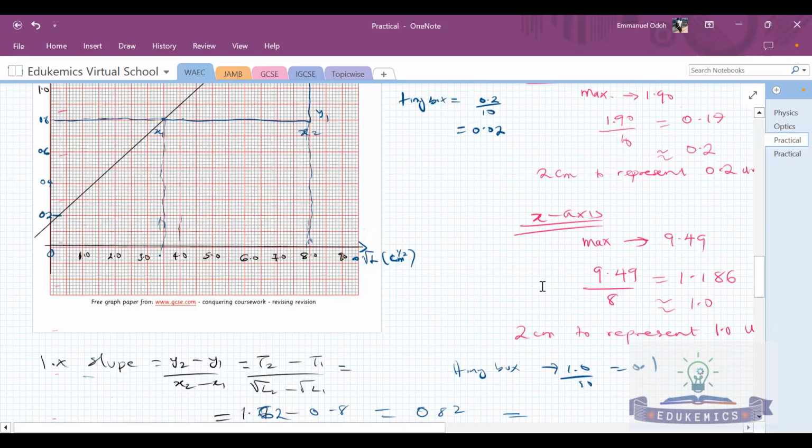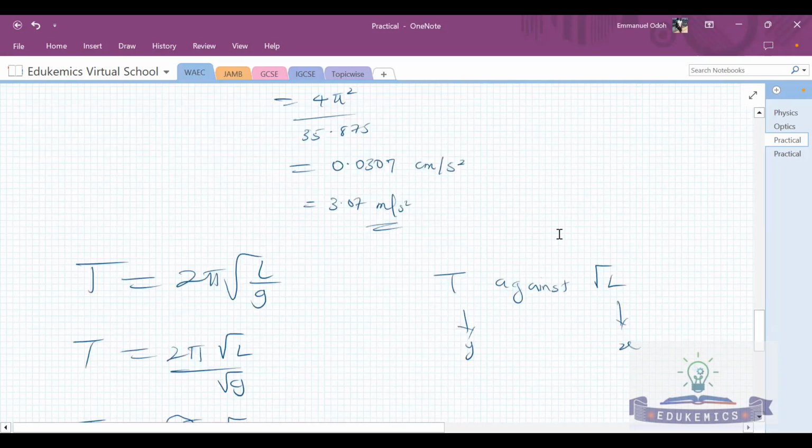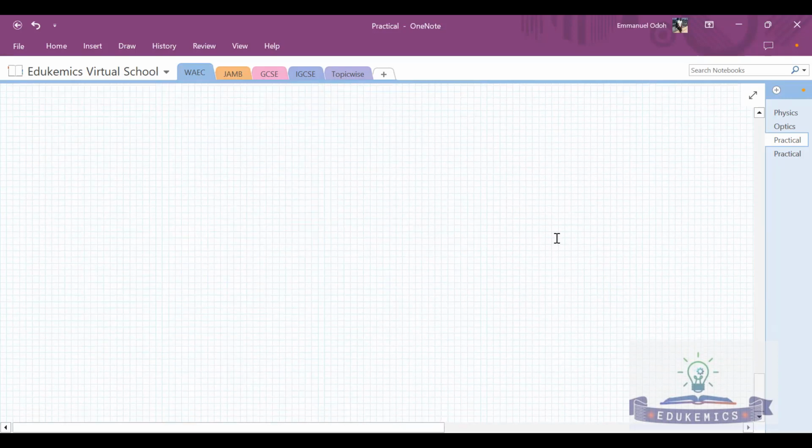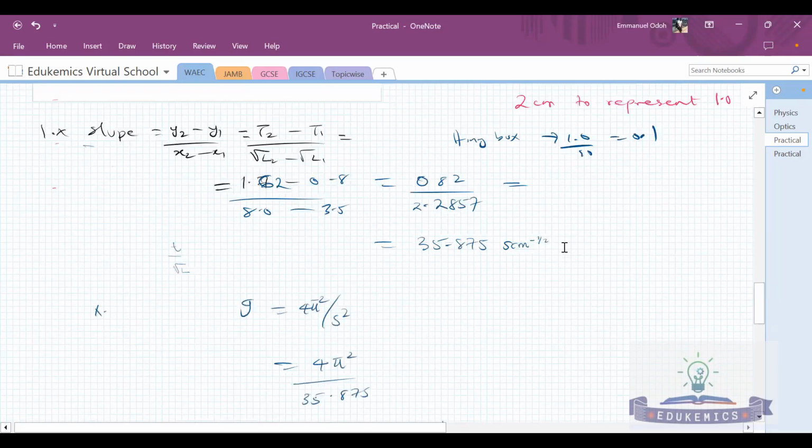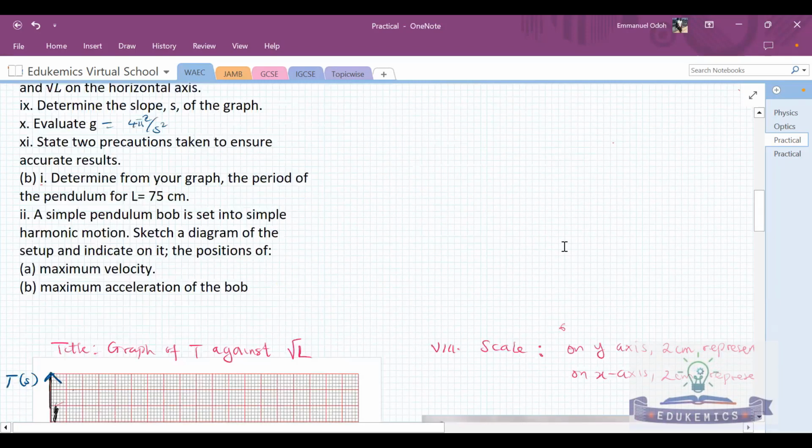So the value of G there is 3.07 meter per second squared. Any question?